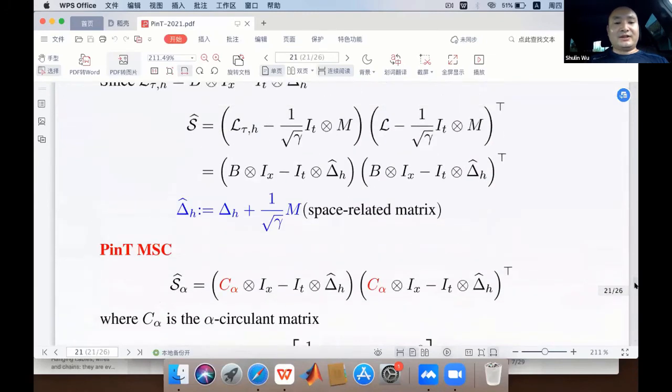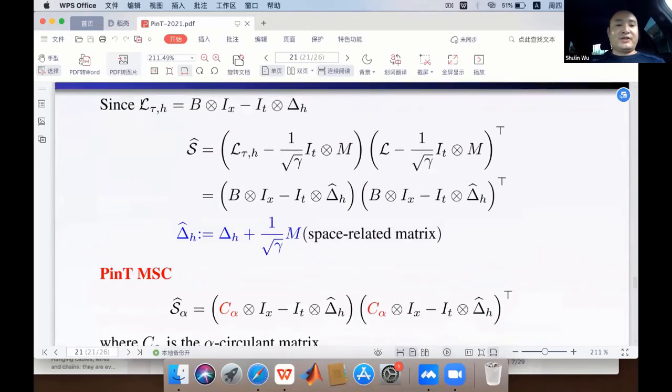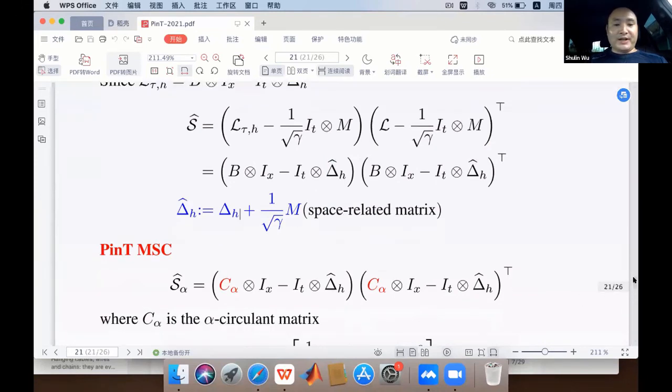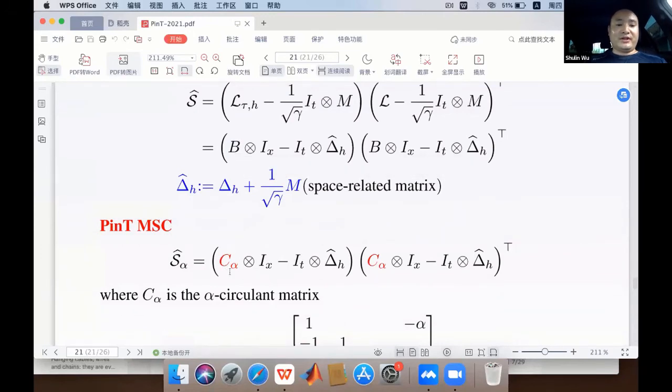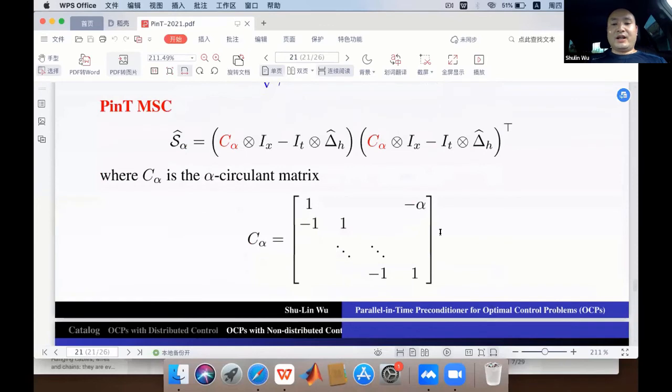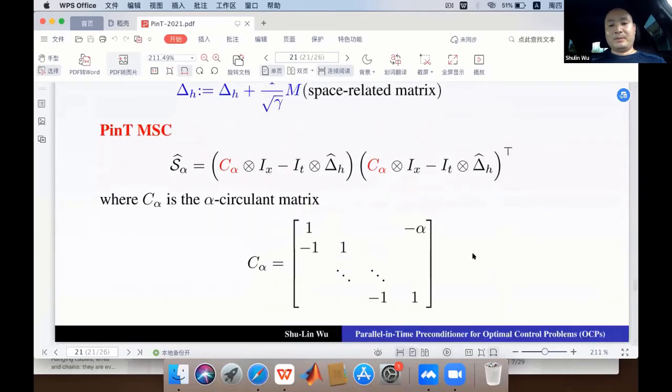So the idea is to replace. So this is the space-time discretization of the PDEs, and we can rewrite the MSC preconditioner like this. So this is a new space-related matrix, very similar to this one. So our idea is to replace the Toeplitz matrix B by a new matrix C alpha. C alpha is the alpha-circulant matrix given like this. If alpha equals zero, C alpha reduces to the matrix B.